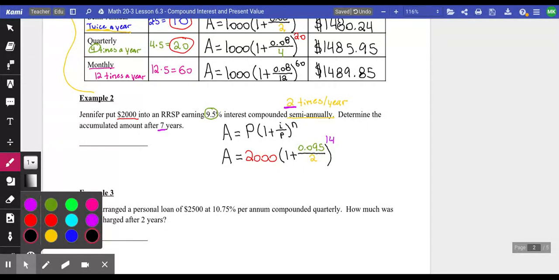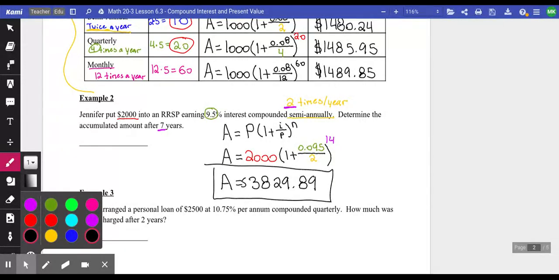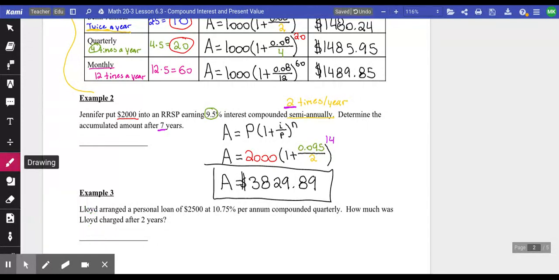If you can build these formulas, all you've got to be able to do is a little bit of calculator work and you're going to be set. So we try this out. We do the brackets first, so 1 plus 0.095 divided by 2. Do that to the power of 14, times that by the original amount of 2,000, and my total amount in my account would be $3,829.89. Not bad, right? As long as you can figure out the parts of the formula.